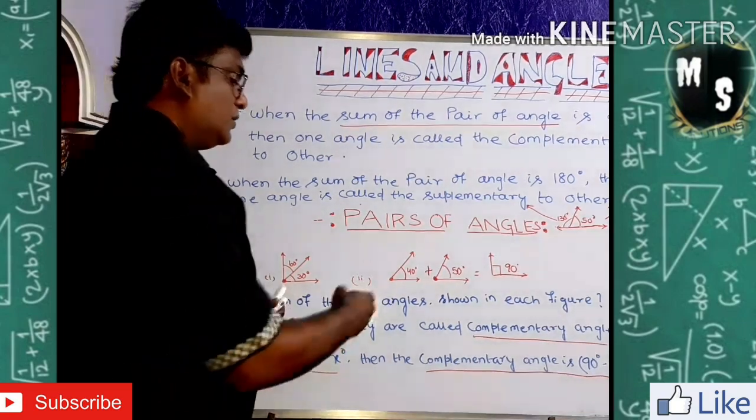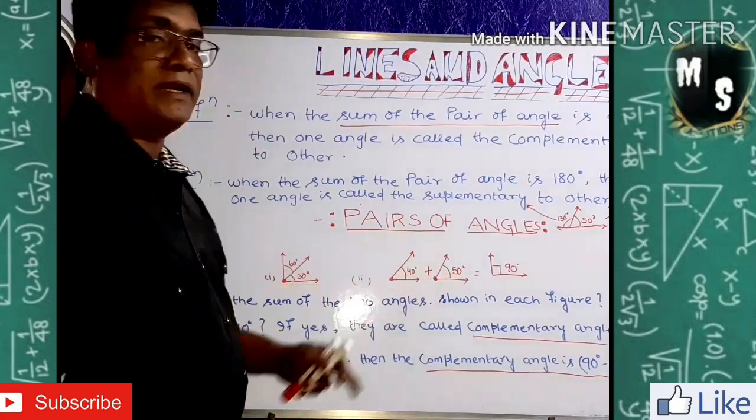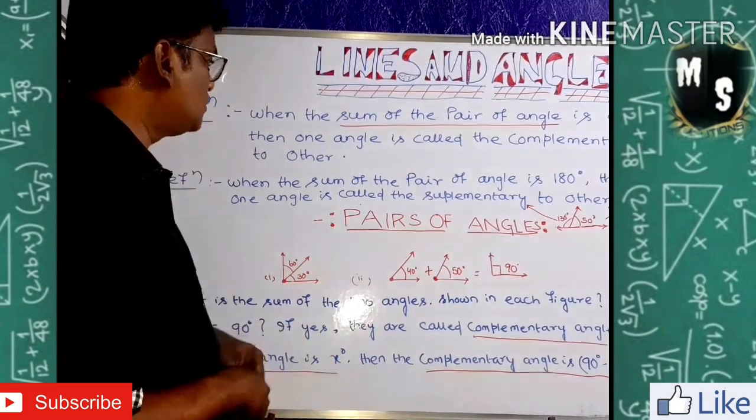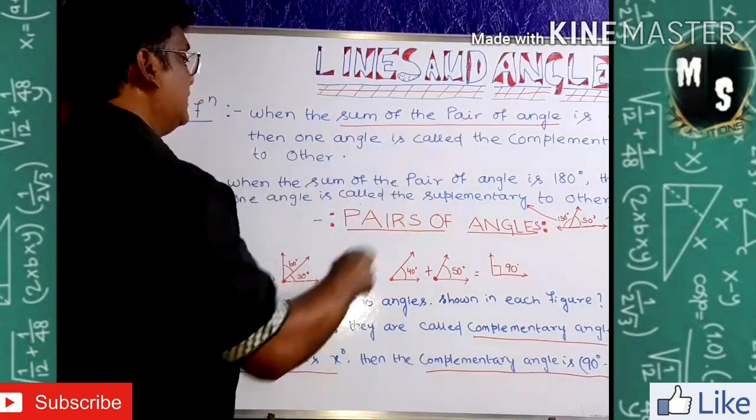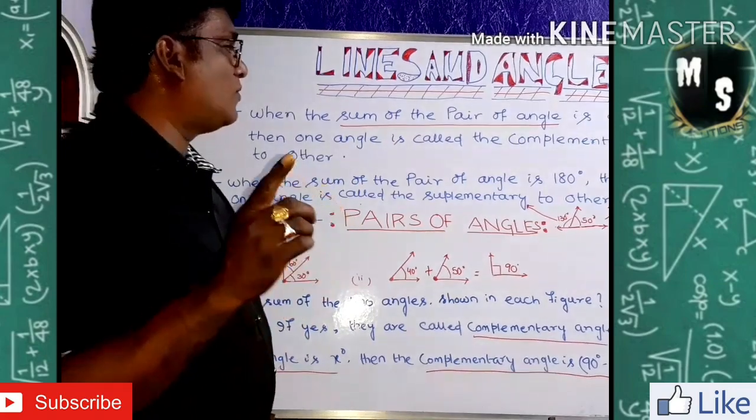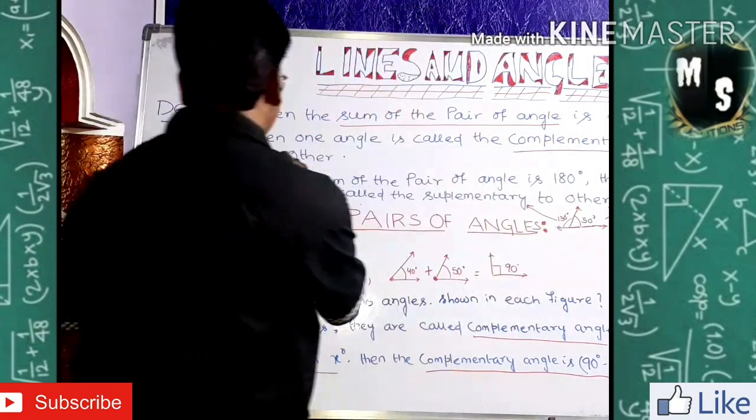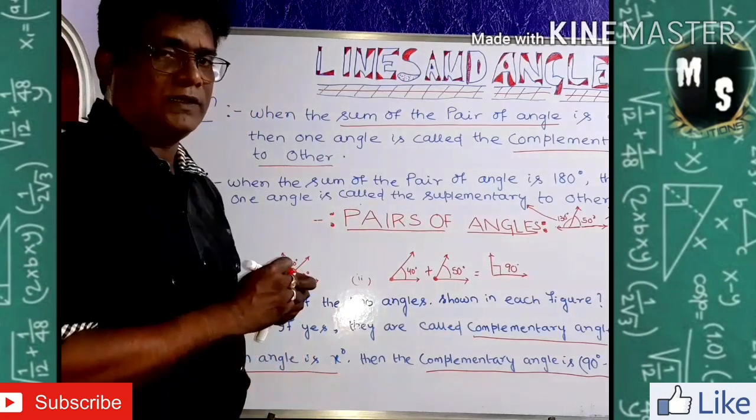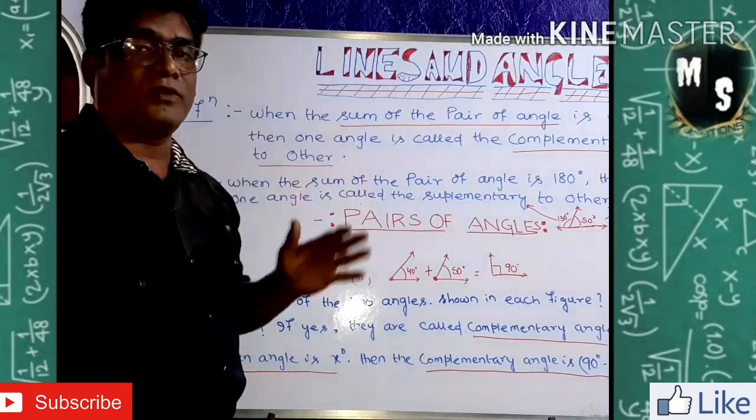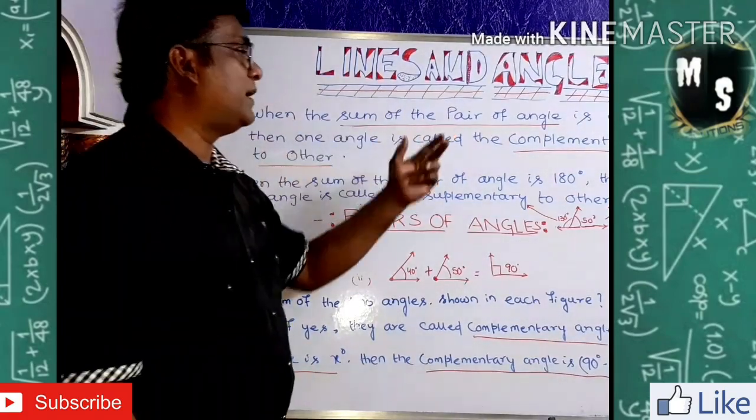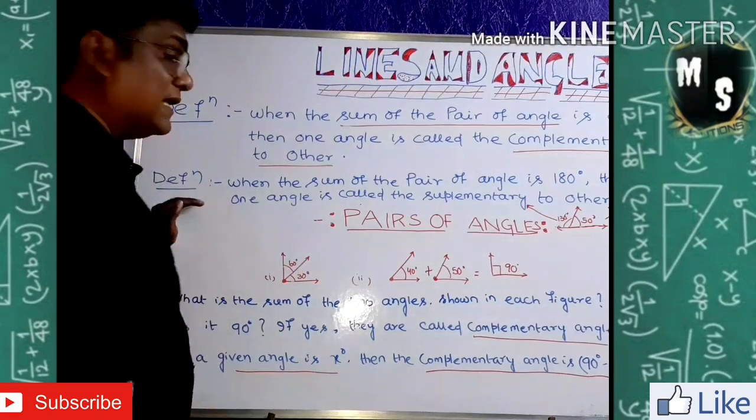So the complementary angle of 60 degrees is 30 degrees, and of 30 degrees is 60 degrees. Here also, 40 degrees is the complementary angle of 50, and 50 degrees is the complementary angle of 40 degrees. So when the sum of the pair of angles is 90 degrees, then one angle is called the complementary of the other. I hope you understood. Now come to the second definition.